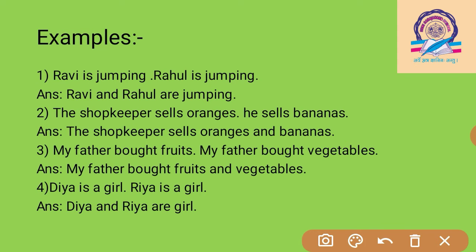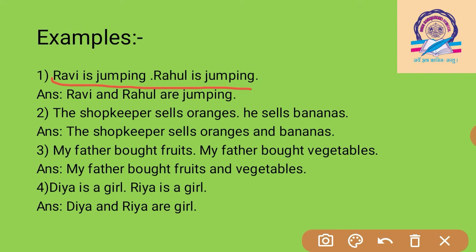Like the first example, Ravi is jumping, Rahul is jumping. So here both names are given, Ravi and Rahul, and both persons are doing the same thing, is jumping. And also remember one thing, the words that are the same, we have to use only one time when joining sentences by conjunction.